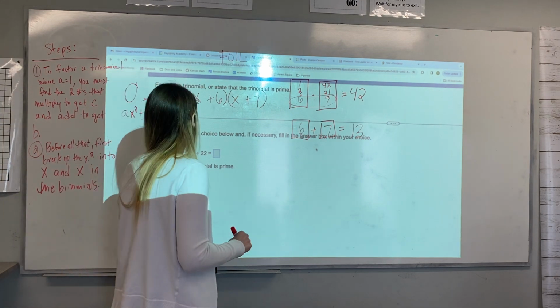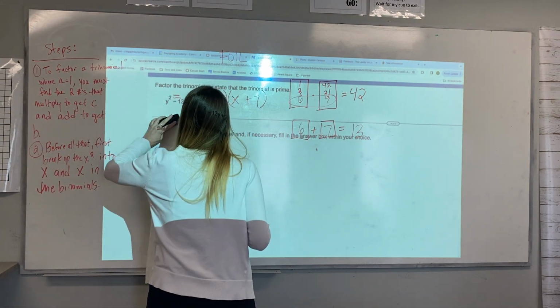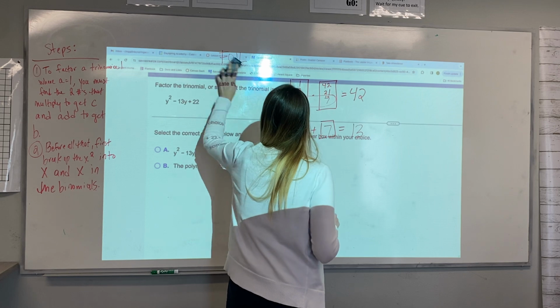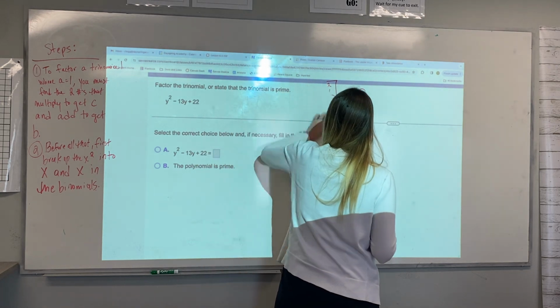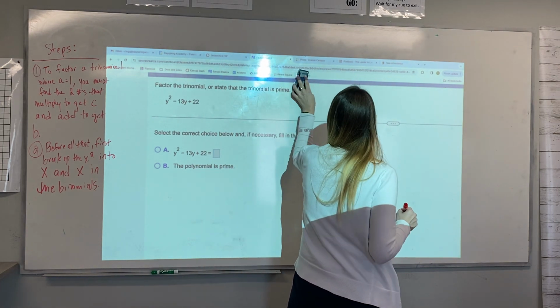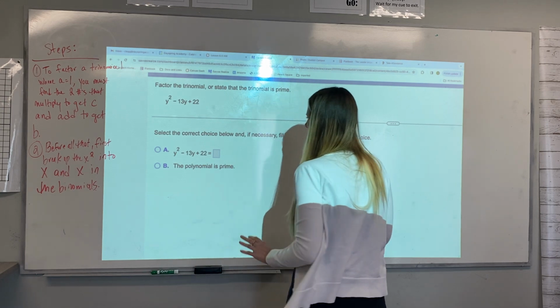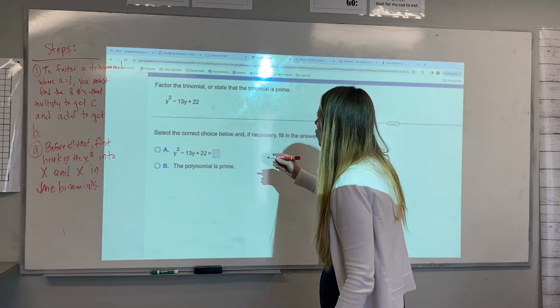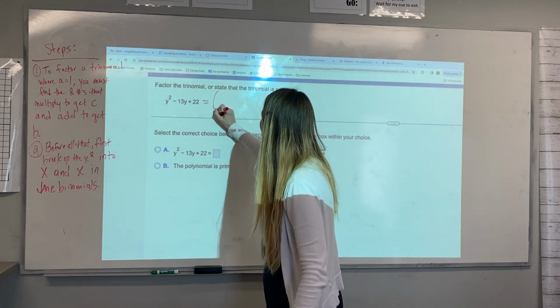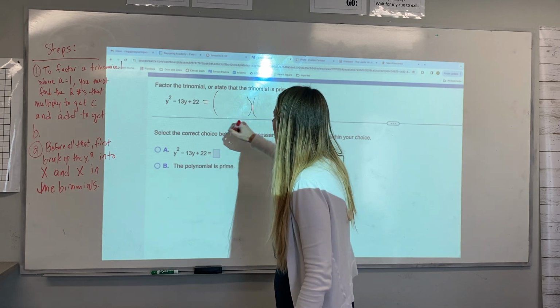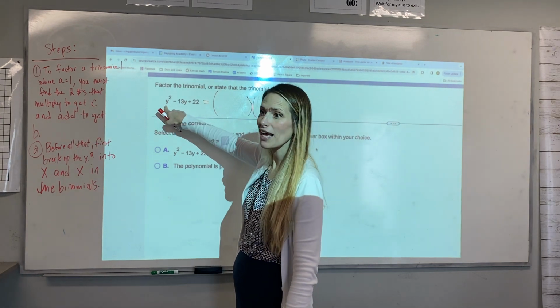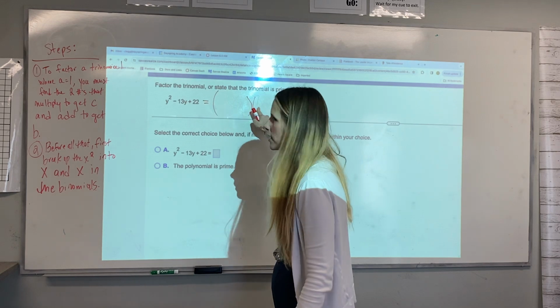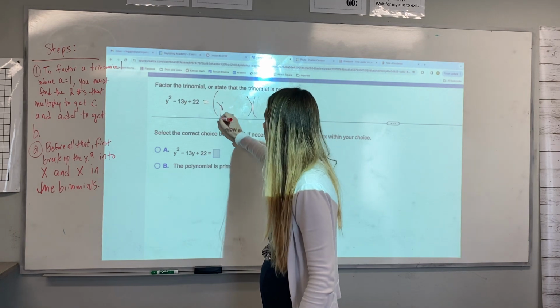Same exact steps here. But now one of our numbers is negative, so we're just gonna have to be very careful when we solve this. Again, we have, oh, but look, our first term is y squared. So what would it be here and here? Y. Very good.